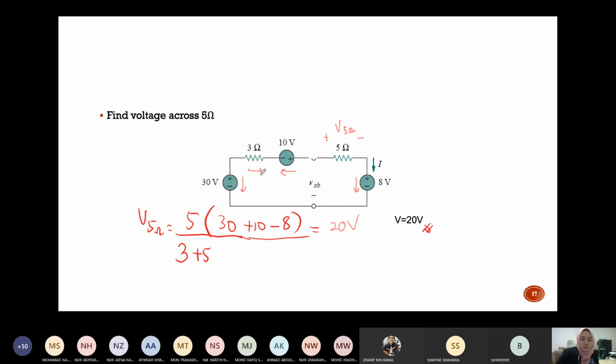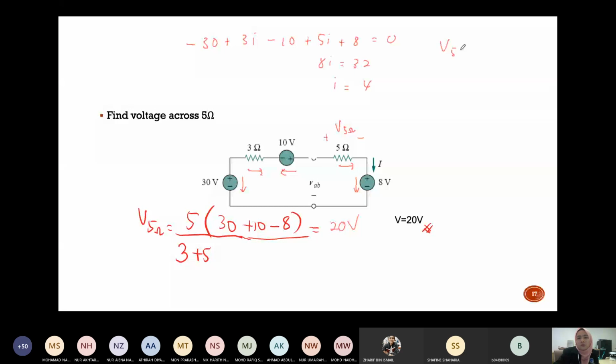Okay, so if you want to use KVL, your KVL equation will become negative 30 plus 3i minus 10 plus 5i plus 8 equals 0. So 8i equals 32, then i equals 4.